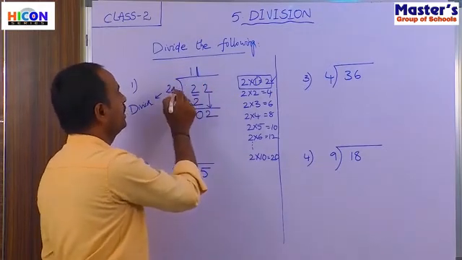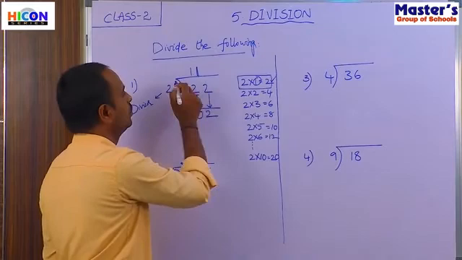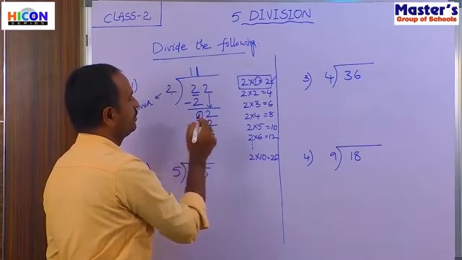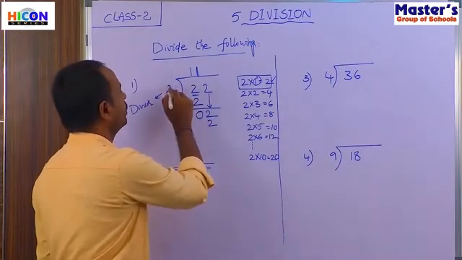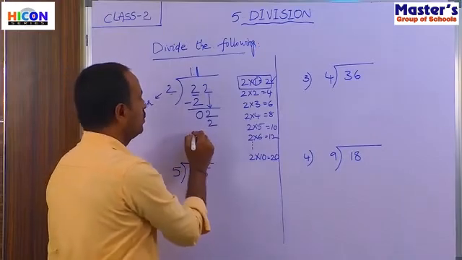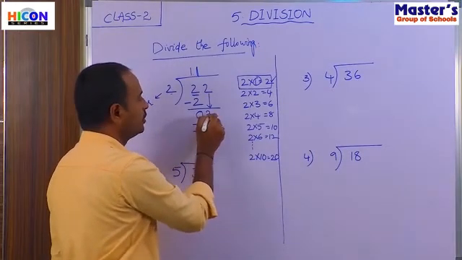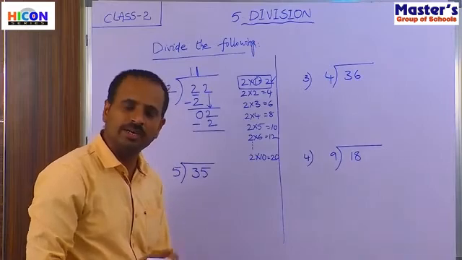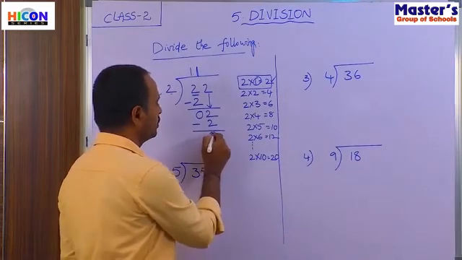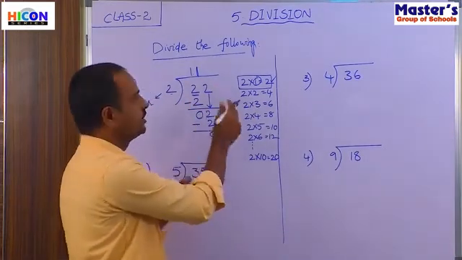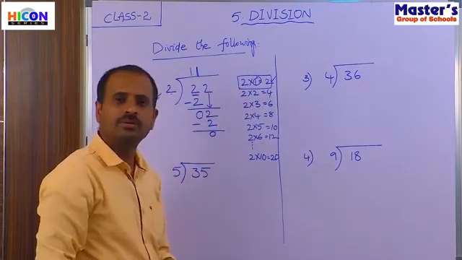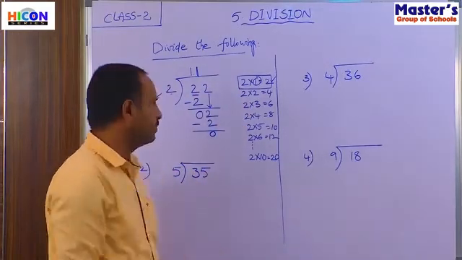So again multiply 2 into 1. That is 2 ones are 2. So multiply 2 into 1 and write 2. Now subtract here. That is 2 minus 2. How much, children? 2 minus 2. Again 0. And there are no digits after the 22. So that's why the division is completed.